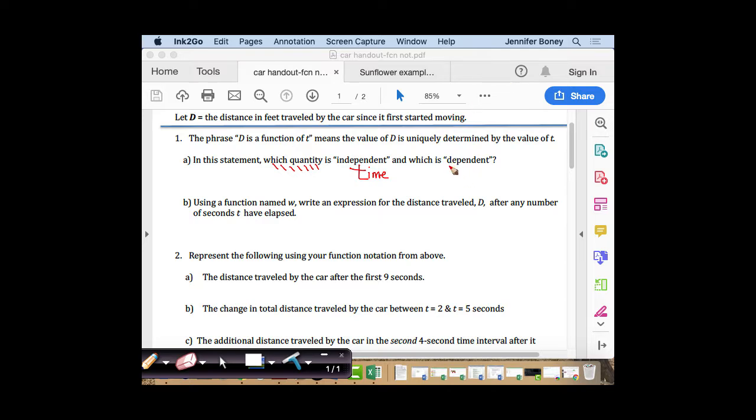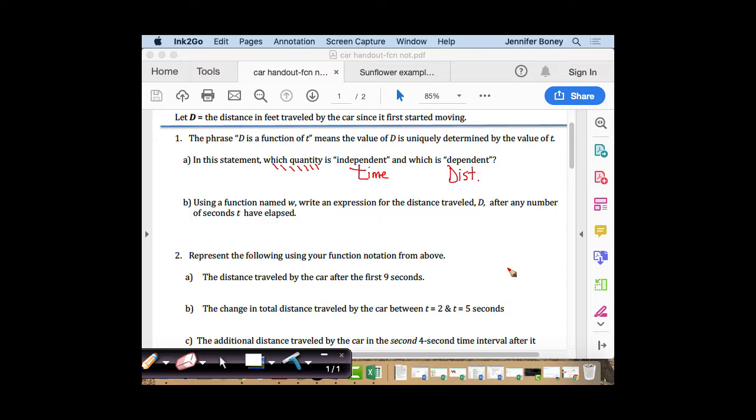The quantity that's dependent, oh, it's variable D, is the dependent variable. So this would be our distance, which we measure in feet, and we assign the symbol capital D to it.